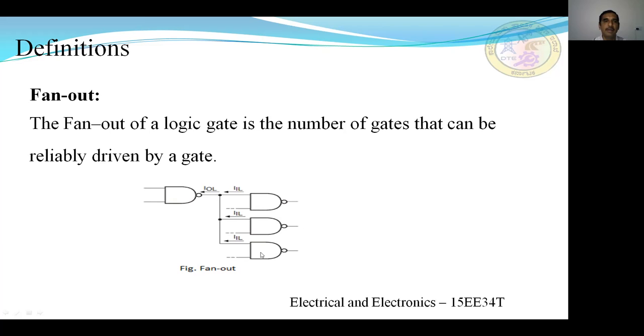So that is the fan out. It is the number of gates that can be reliably driven by a gate. Okay, so this is the gate, and it is driving these three gates. That is called the fan out. That is the output side of a particular gate which is able to drive some other gates. So the fan out number gives how many gates it has to drive. So that's the concept of fan out.